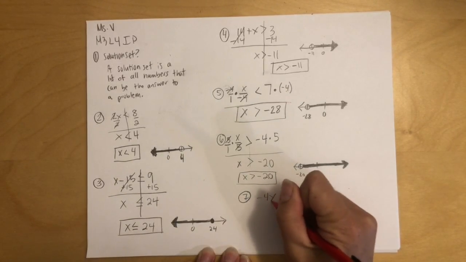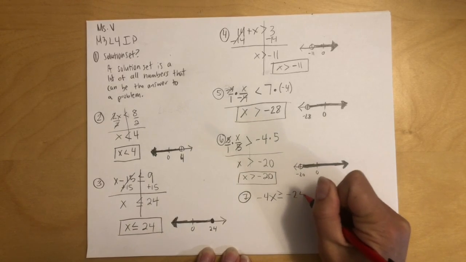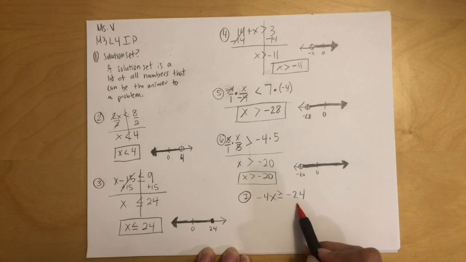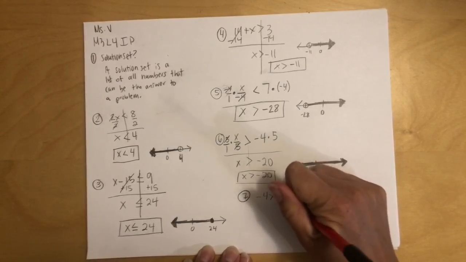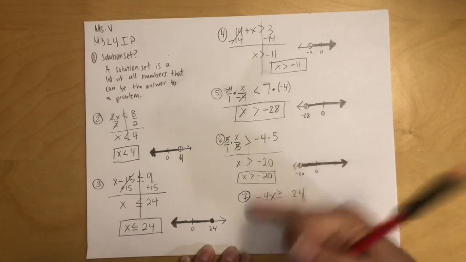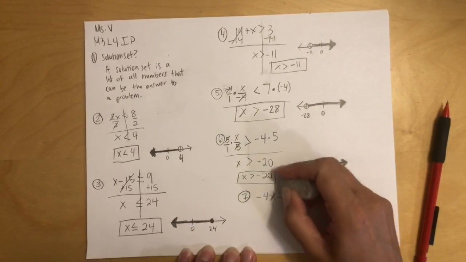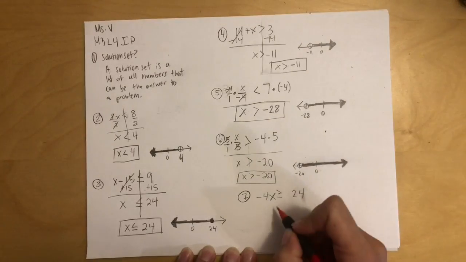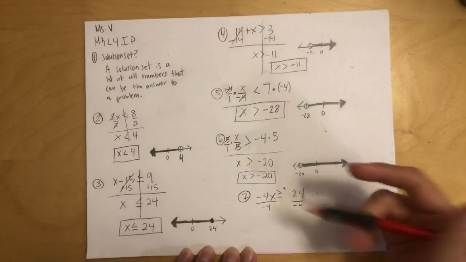Negative 4x is greater than or equal to negative 24. Negative 4x greater than or equal to 24. Oh, why did I put a negative? It's regular 24. This is why I double check. Okay. And this eraser is failing on me. Okay. Let's divide by negative 4 on both sides, because that's all I can do.